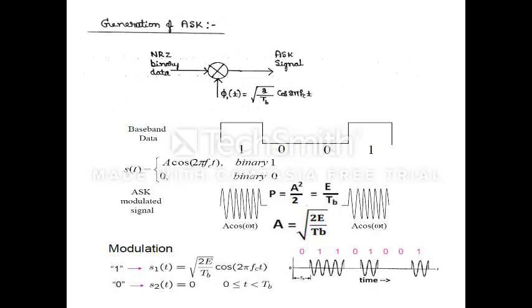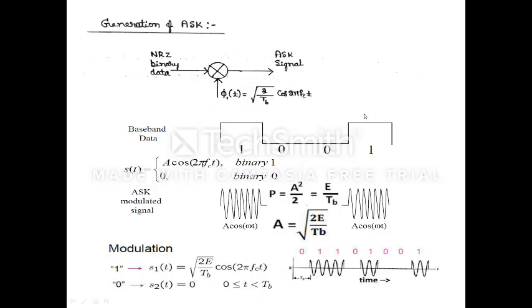It is A RMS whole square divided by 2. A RMS is equal to Am divided by root 2. According to the power calculation, Am divided by root 2 whole square by R. If you consider R equal to 1 ohm, then P is equal to Am square divided by 2. You can also relate the energy of the signal and the power of the signal.